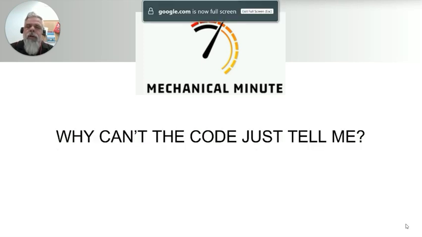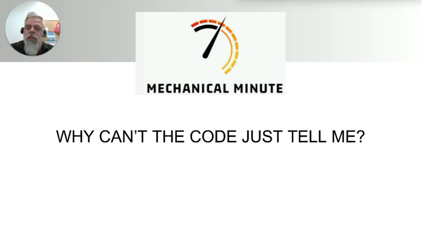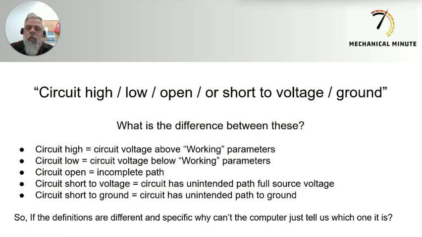Why can't the code just tell me, right? That's the question. We want every code to just tell us what's wrong with it. When you see circuit high, low, open, or short to voltage or ground, they can tell you some stuff, but not everything. What's the difference between these?